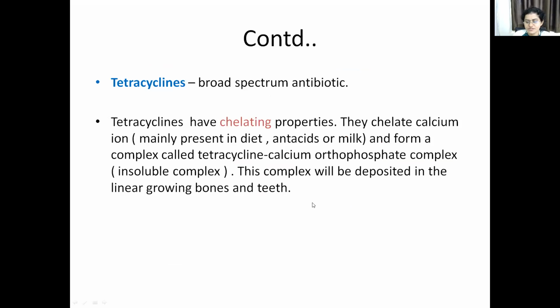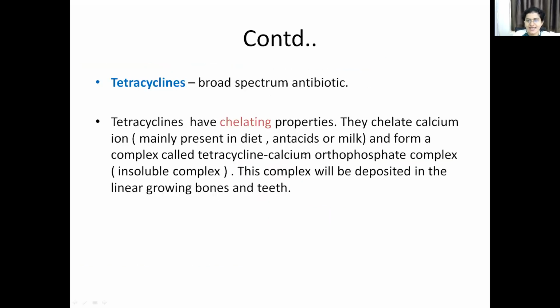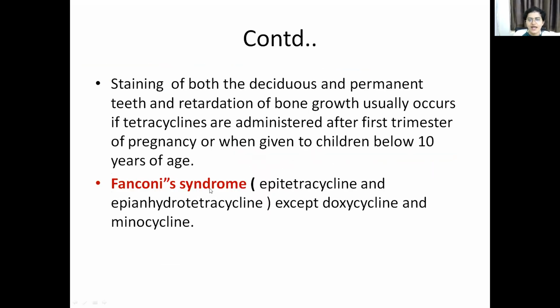Why it happens? Because it forms a chelating complex with the calcium ion, which is present in your diet or antacids, and forms an insoluble complex, that is tetracycline calcium orthophosphate complex. And this complex, being insoluble, gets deposited in the linear growing bones and teeth. Okay. And other than that, it causes Fanconi syndrome, and mostly that is kidney damage, and it happens because of accumulation of epitetracycline and epi-anhydrotetracyclines. Okay, except the doxycycline and minocycline.